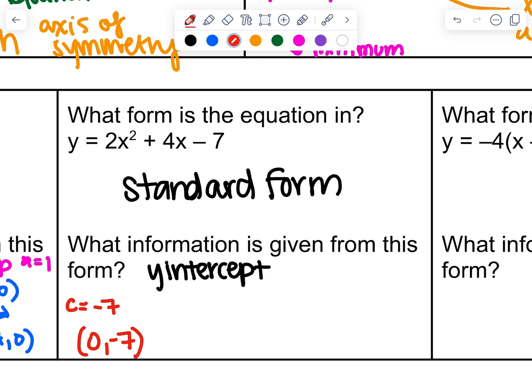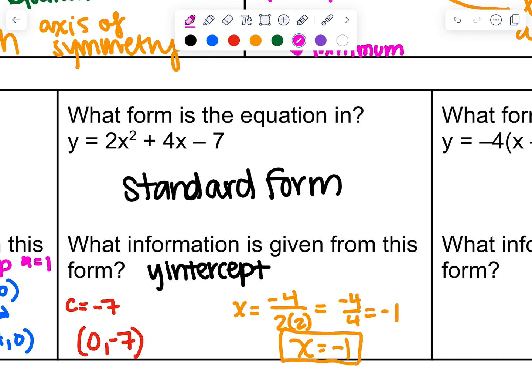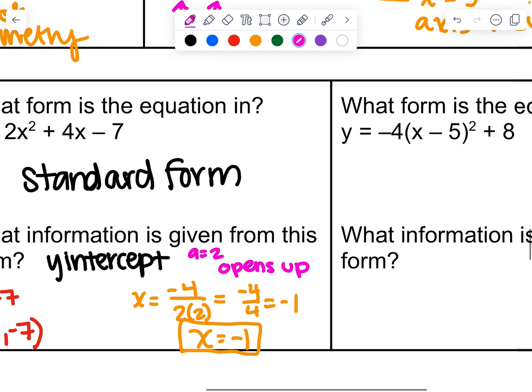From there, we would also say, hey, I can use that little mini formula, -b over 2a. So I would have -4 over 2 times 2. -4 over 4, I get -1. So my axis of symmetry for this equation must be x equals -1. Finally, a is +2, so this opens up because a is positive.